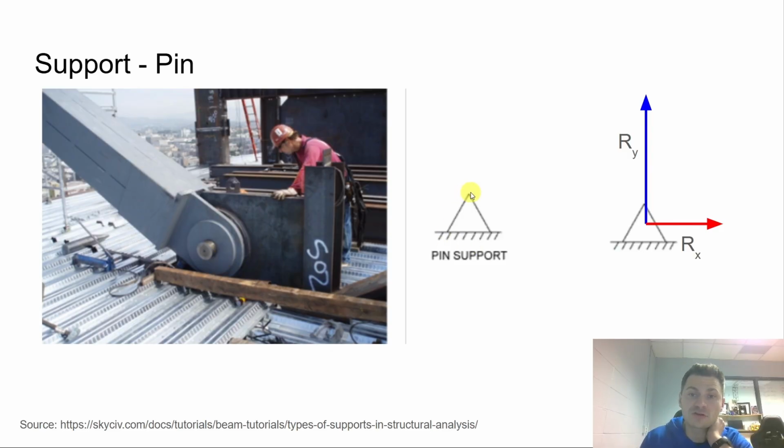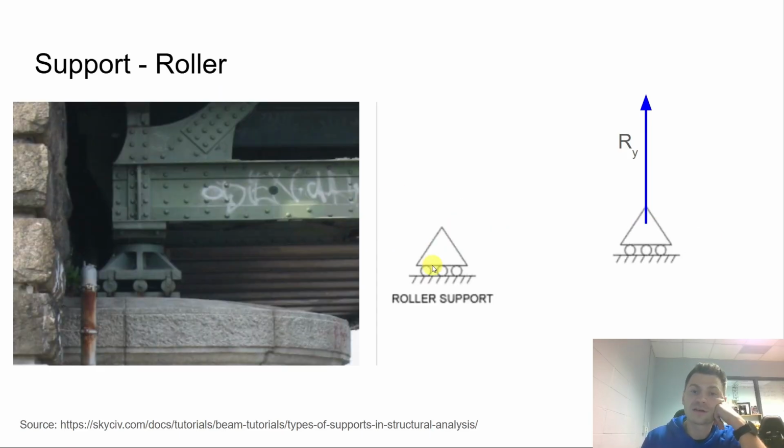Pins are represented by a triangle on a little crosshatch surface. Compare pins to rollers. Rollers are drawn with a triangle with circles, or sometimes they're just drawn as a circle, and it looks like a little cart that can roll, because that's exactly what it is. This support is holding the weight of this bridge truss up and down, but it's not preventing it from moving left and right. It can actually roll back and forth a little bit.